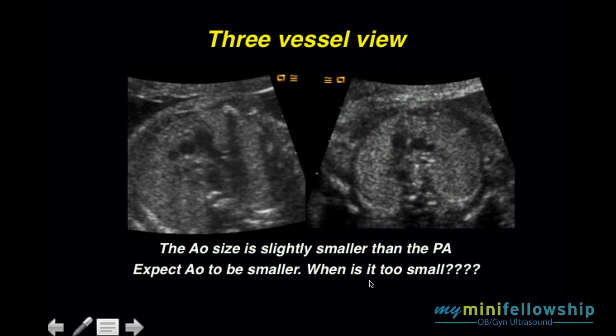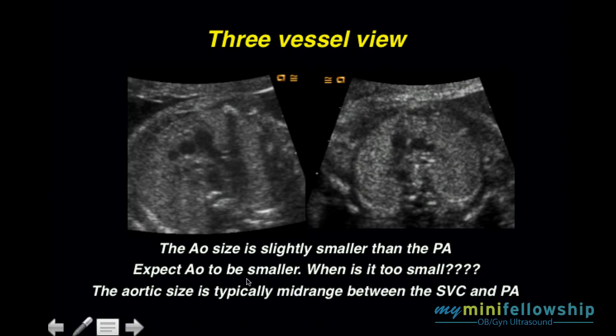So now the question arises, when is it too small? And a good rule of thumb is that the aortic size is typically mid-range between the SVC and the pulmonary artery. So here's our SVC, our pulmonary artery, and we can see this nice, smooth transition of the aorta being mid-range between the SVC and the pulmonary artery.